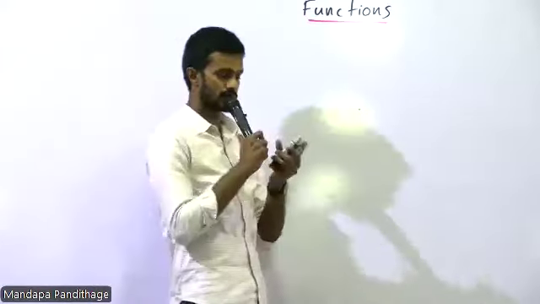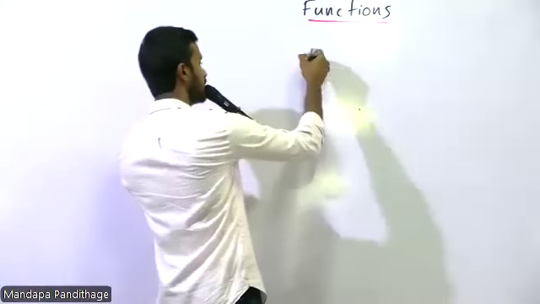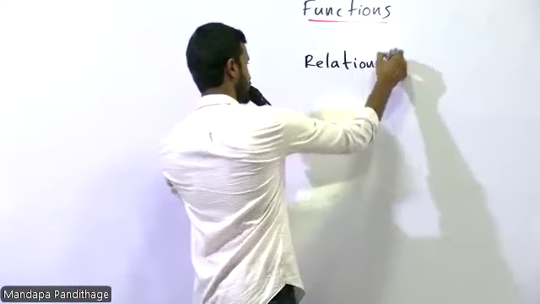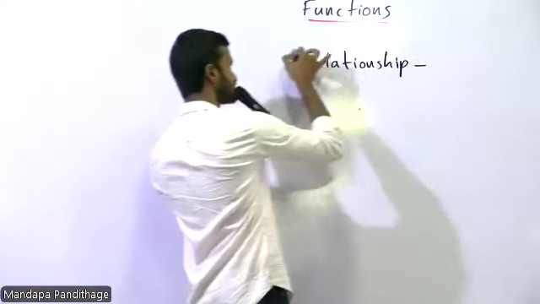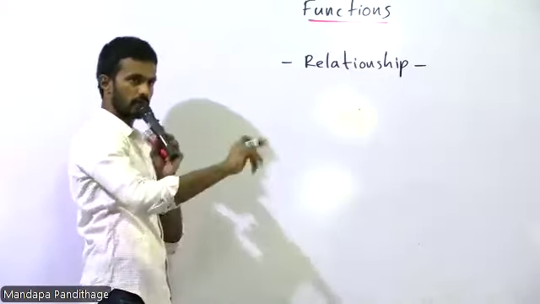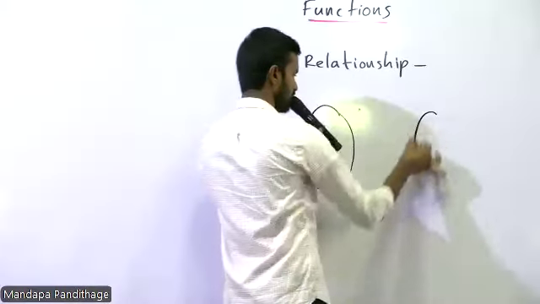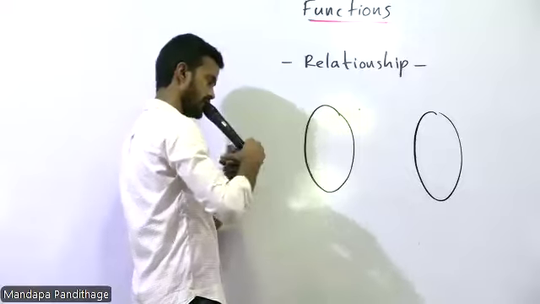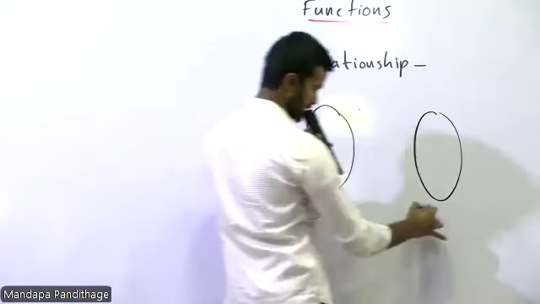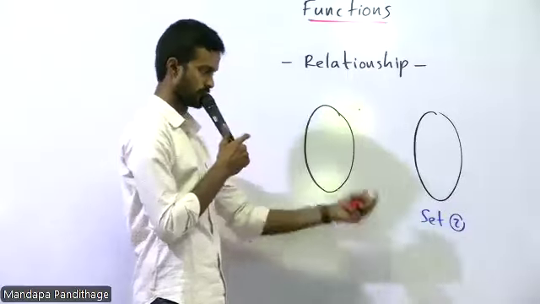Okay, so before starting these functions, there is a word that we need to mathematically explain: what is a relationship. So before coming to functions, we need to explain what a relationship is in maths. Let's say we are having two sets. This is set number 1 and this is set number 2.